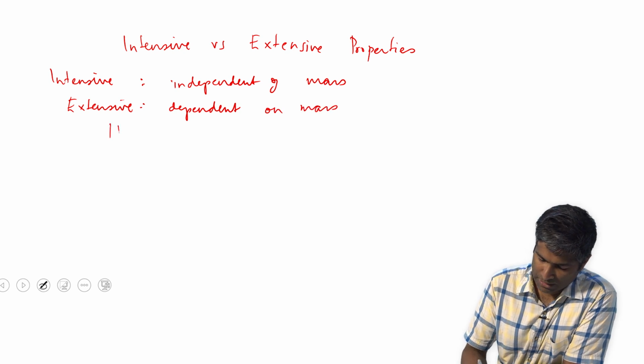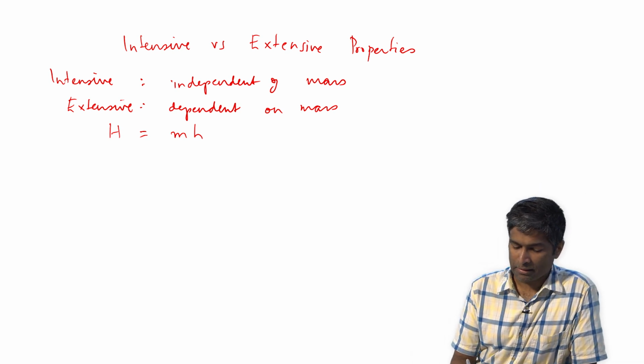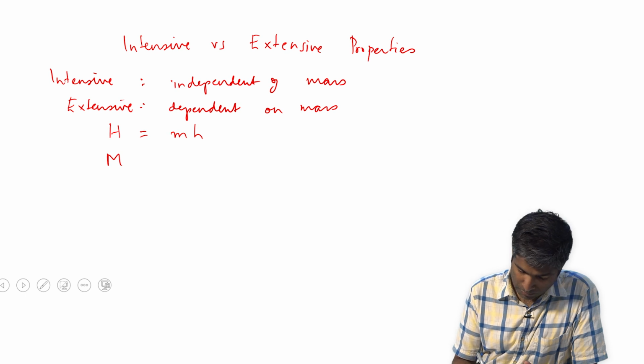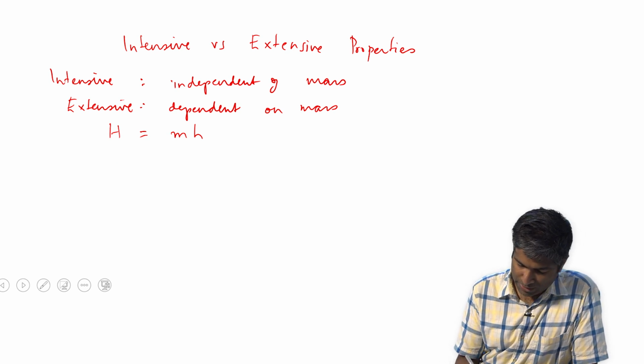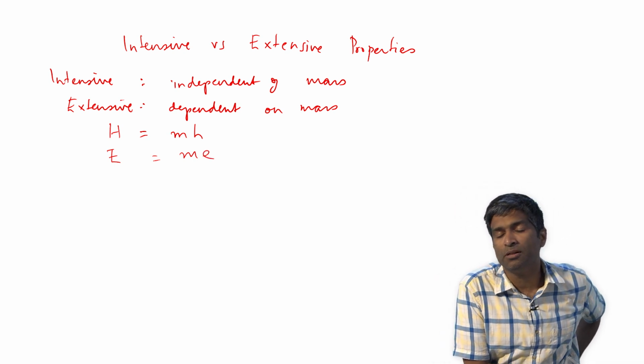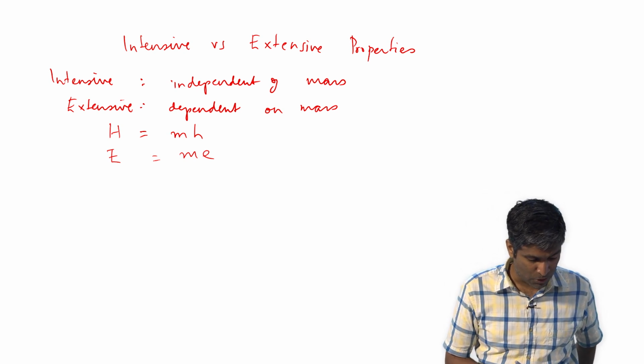And so things like capital H would refer to extensive quantities, small letters would refer to intensive properties, and so on. So if I had enthalpy, that would be capital H equals small h times the mass. E would be equal to the specific internal energy times the mass, giving us the total internal energy that's dependent on mass, and so on.